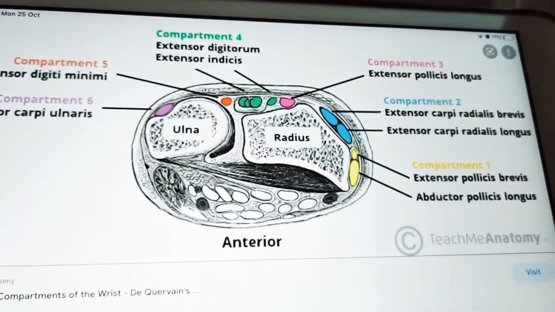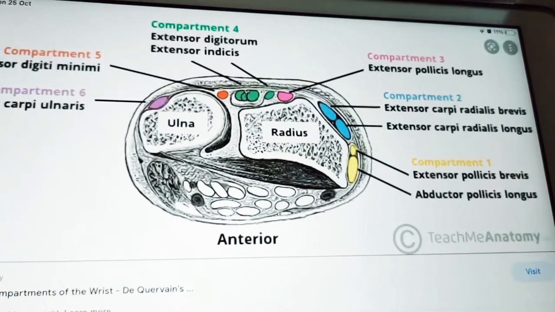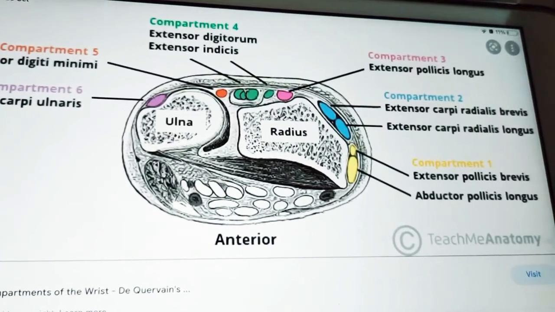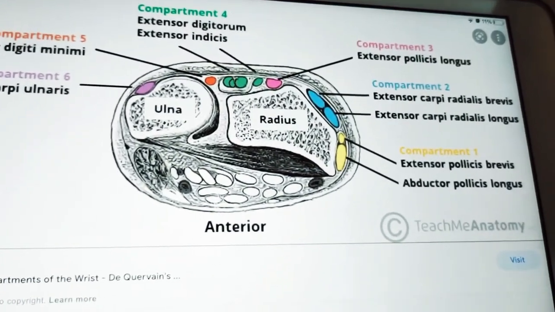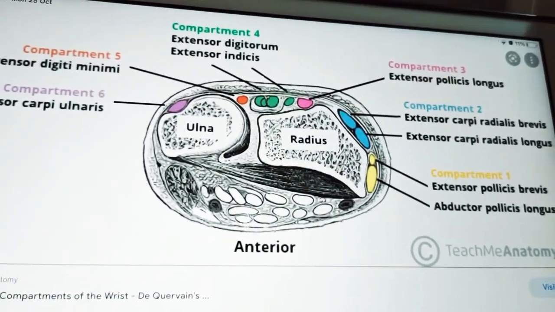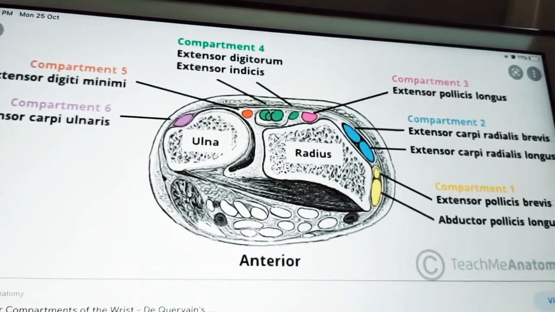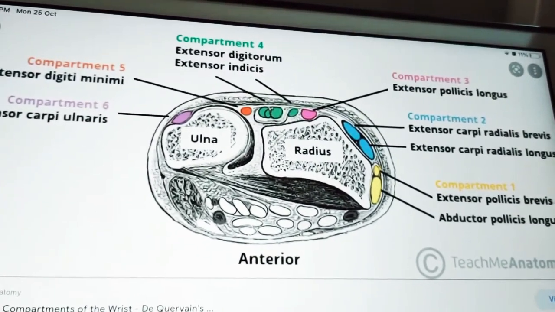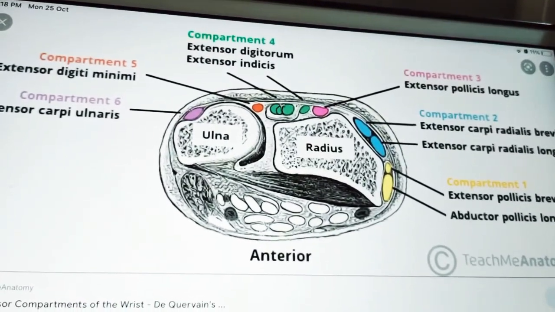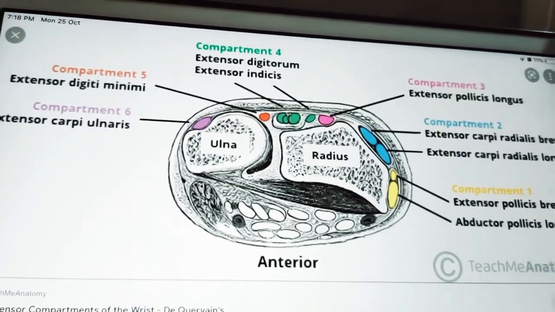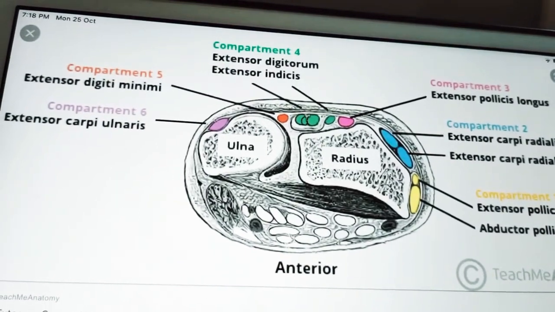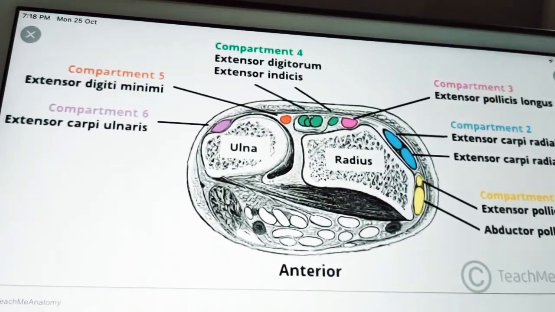So once again let us revise. Compartment 1: extensor pollicis brevis, but abductor pollicis longus. The abductor one is longer, but the extensor one is smaller. Next, compartment 2: extensor carpi radialis longus and extensor carpi radialis brevis. Done. Next, compartment 3: you have extensor pollicis longus because it's missing in compartment 1. Next, compartment 4: you have extensors, extensor digitorum and extensor indicis. Next, compartment 5: as you are coming to the ulna side, specially you give extensor digiti minimi for your little finger. Now ulna, of course, extensor carpi ulnaris.